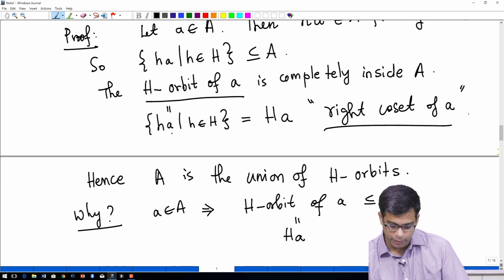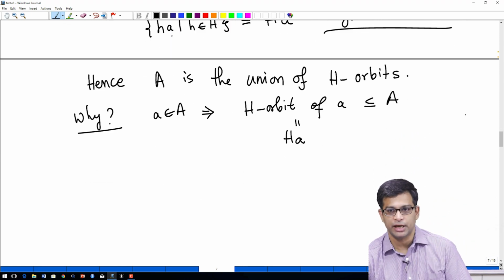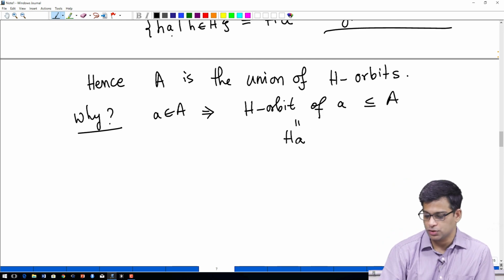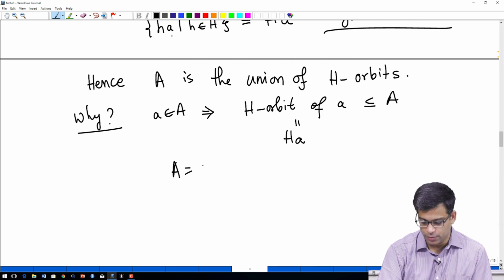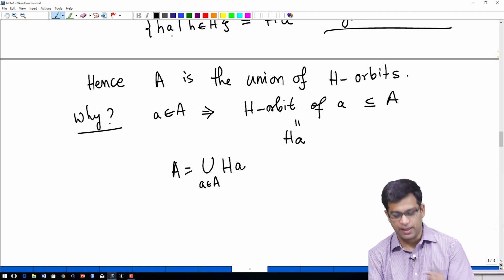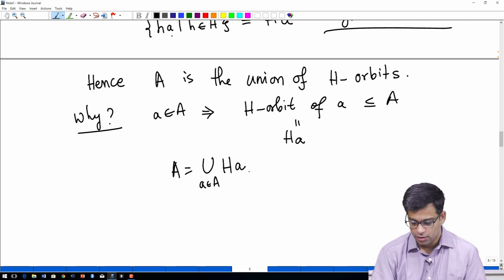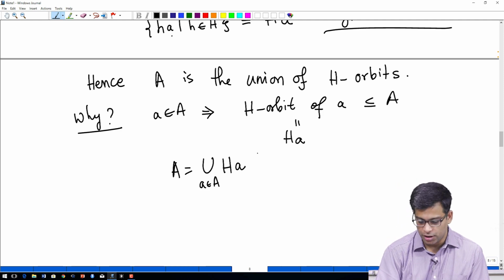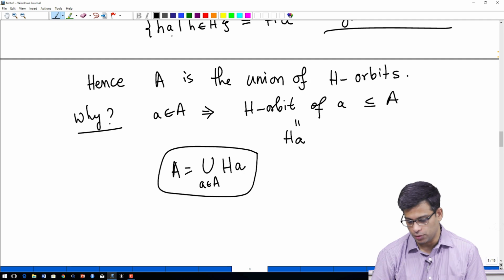So H orbit: if small a is in capital A, the entire right coset Ha is in capital A. So A must be a union of Ha's. Of course, the Ha will be the same for different a's; perhaps Ha may be equal to Hb, but they cover A, there is no problem.